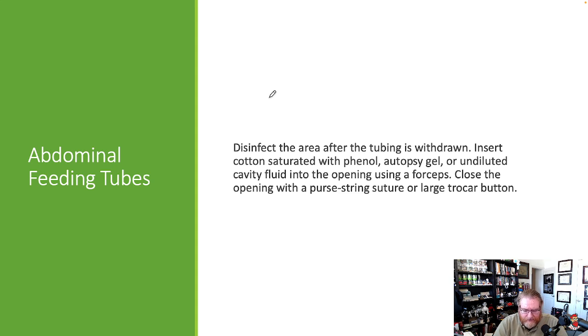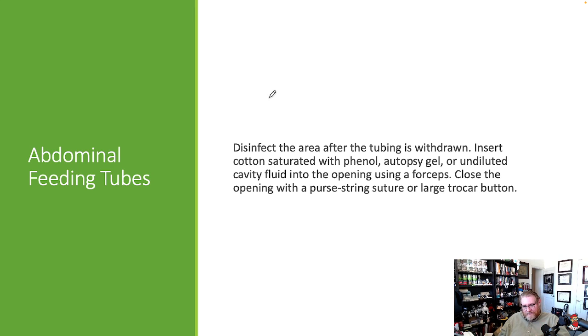Disinfect the area after the tubing is withdrawn because all sorts of nasty stuff is in your guts. Insert cotton saturated with phenol, autopsy gel, or undiluted cavity fluid into the opening using a forceps. Close the opening with a purse string suture or a large trocar button. As you do this, you will get a good idea of what you can close using what techniques.